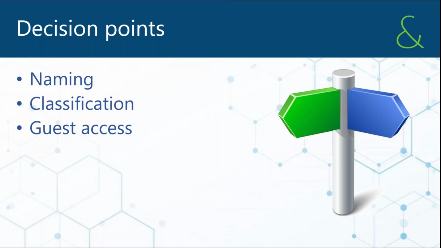So some decision points. Naming we talked about. Classifications is another tool that Microsoft has that lets you assign some more specific conventions to a site. You could do things like low impact, medium impact, or high impact, or internal, external, confidential, or highly confidential. And so the combination of a classification and rules like data loss prevention or retention and legal hold can allow you to control information that is put into a team site.